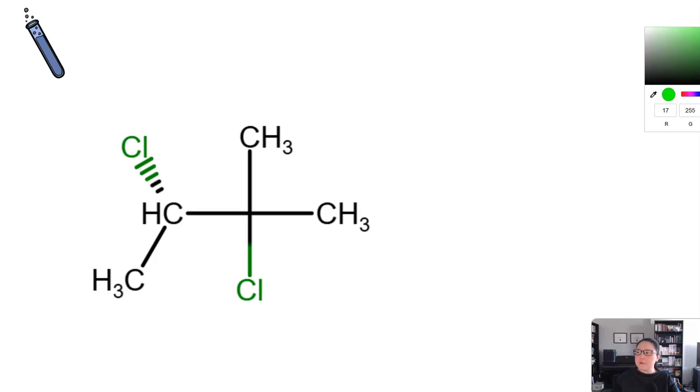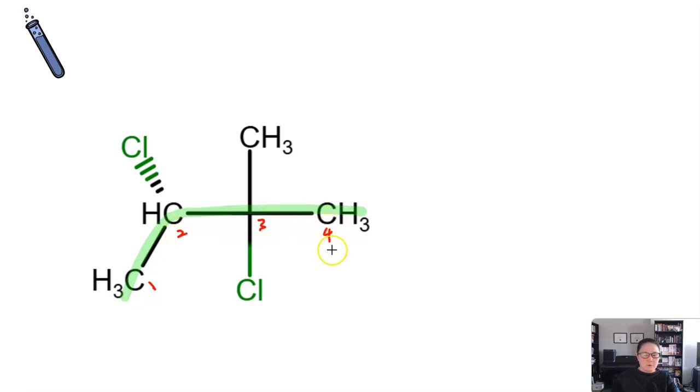The first thing that we're going to do is identify the parent chain. We can see that all we have are carbons and halogens, so that means we're dealing with an alkane. So we're going to find the longest carbon chain, and that will be our parent chain. In this particular case, you could go this way. You could also go up from here. It doesn't really matter. It's still the same number of carbons. Then you're going to number your carbons. You could go 1, 2, 3, 4, or it could end up being 1, 2, 3, 4 from the right.